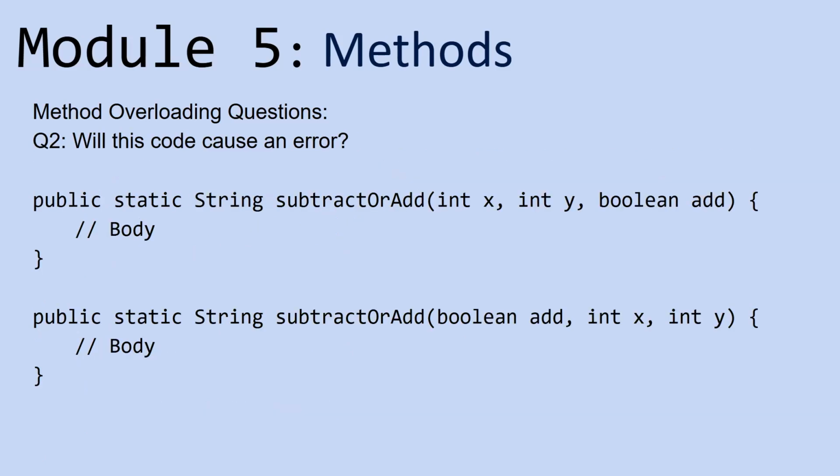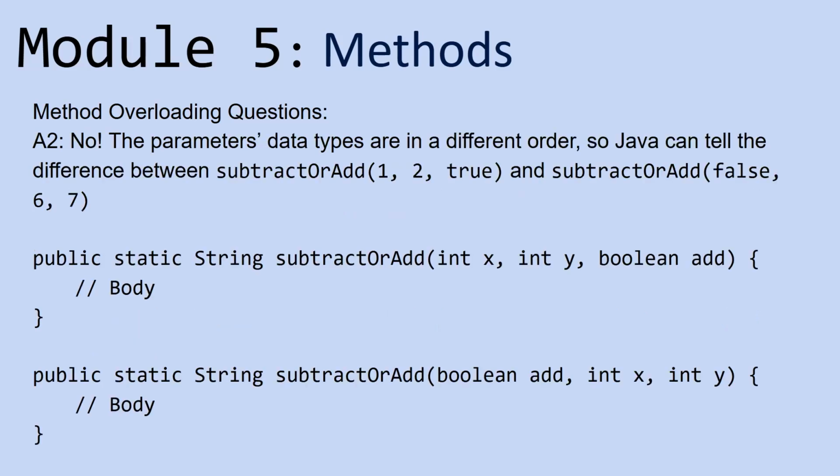All right. Next question. Would this code cause an error? I don't include the body, because the body doesn't really matter for this question. It's just about the parameters. So for the first version of subtract or add, I have int x, int y, and then Boolean add. And then in the second version, I have Boolean add, int x, and int y. So would I have an error for this? All right, I'll show the answer in 3, 2, 1.